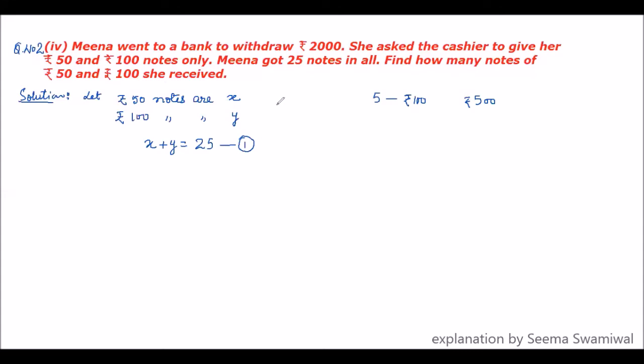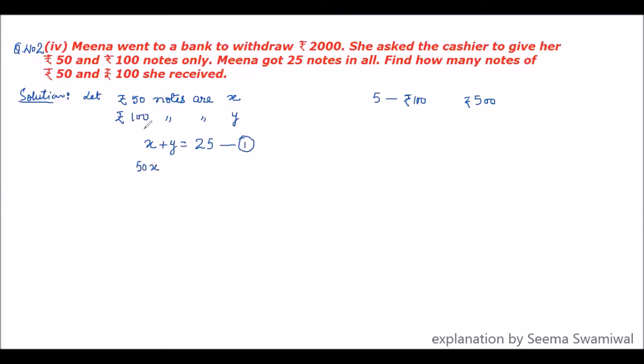Similarly, children, if you have x notes of 50 rupees, how much money do you have out of 50 rupee notes? You will multiply the value of the note with the number of notes. One note is of 50 rupees. Therefore, x notes will be of how many rupees? Out of 50 rupee notes, you will have total money equal to 50x.